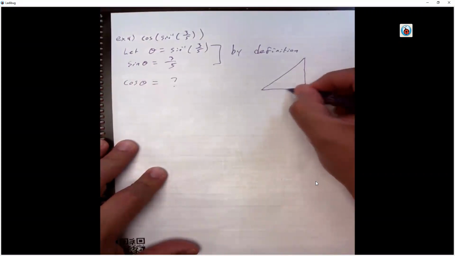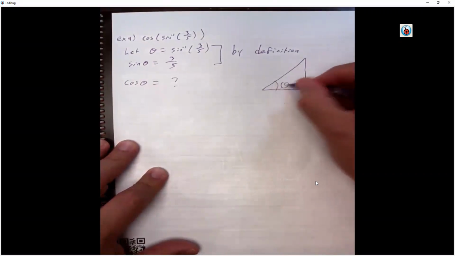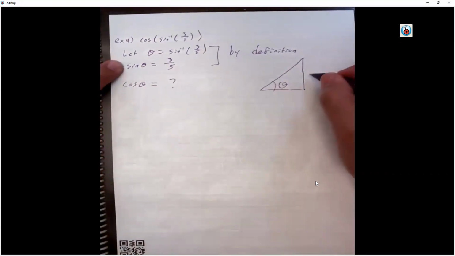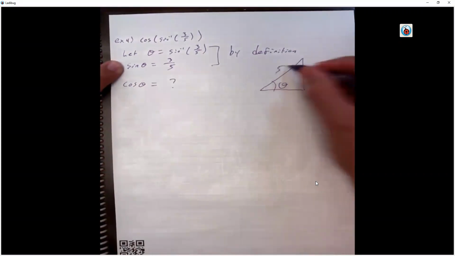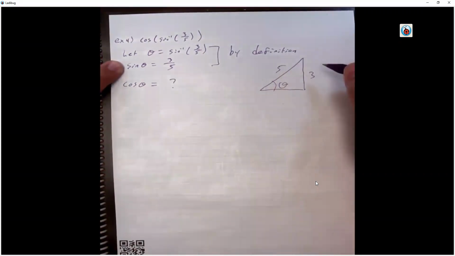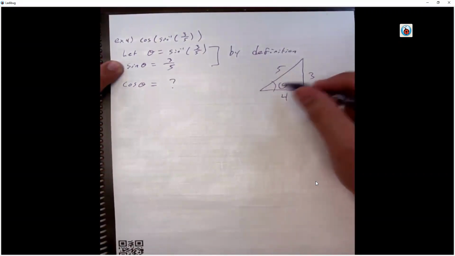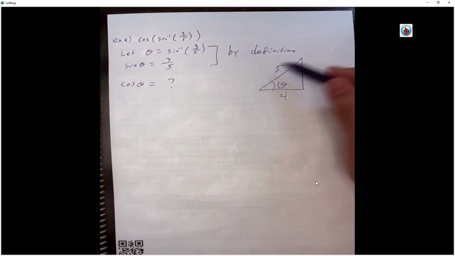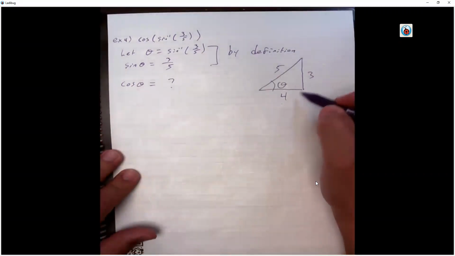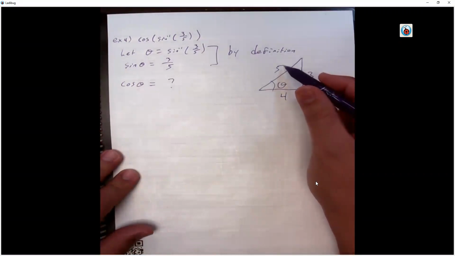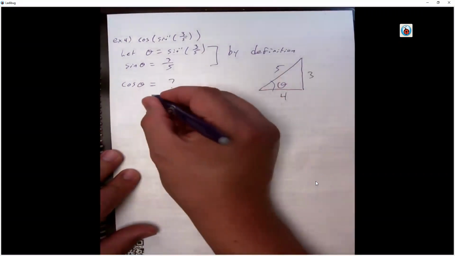Go and build my triangle. So sine is equal to opposite over hypotenuse. Solve for this side, or notice that it's a magic triangle. So it's going to be 3, 4, 5. That means that cosine would be adjacent over hypotenuse. So that's all you're going to do.